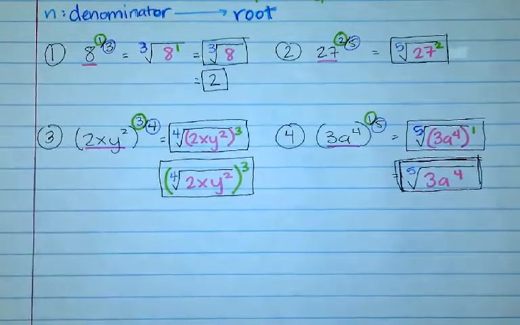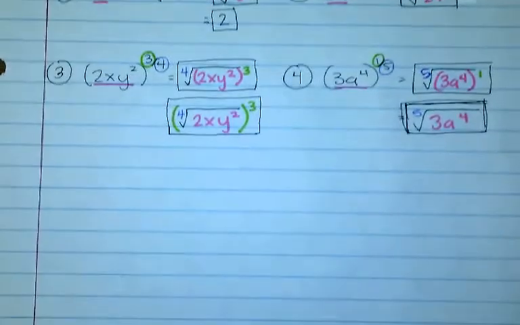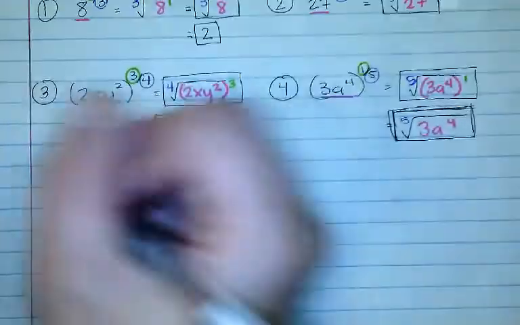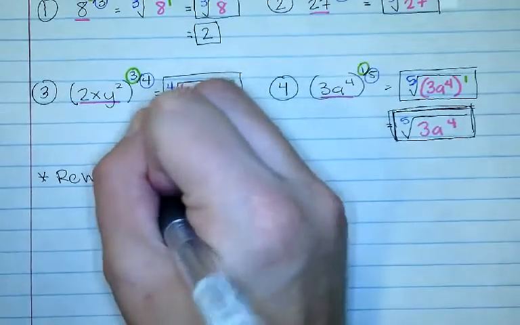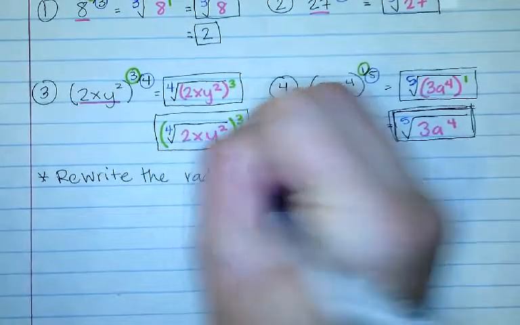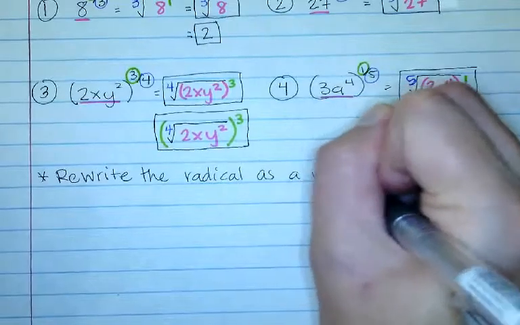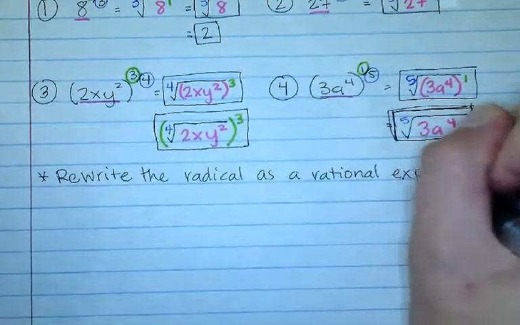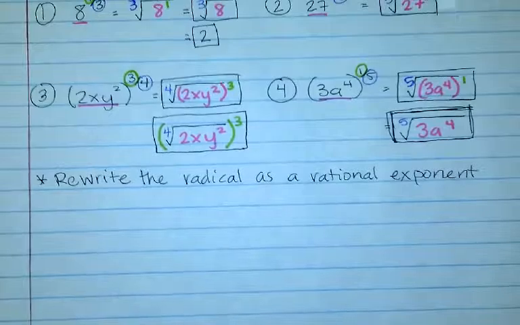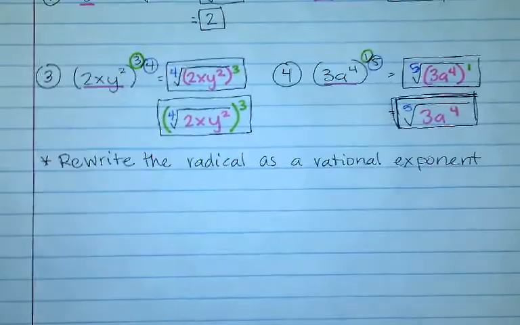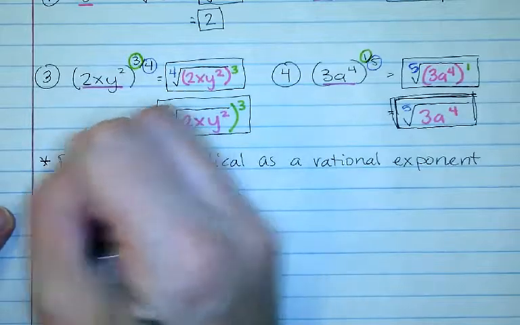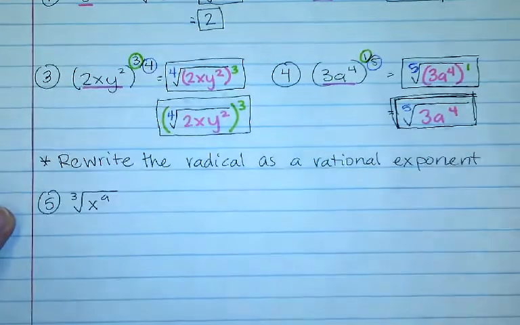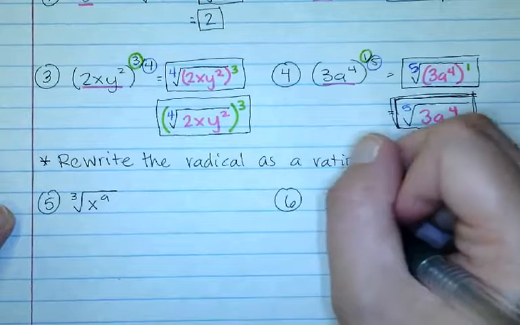Now, guys, we're going to go the other direction. So we are going to rewrite the radical as a rational exponent. So we're going to go the opposite direction here. We're going to rewrite the radical as a rational exponent. All right, so I'm going to keep going here. So we have 5. So I'm going to write this as the cube root of x to the 9th. 6 is going to be, let's see here, I'm going to do the 5th root of x to the 8th.